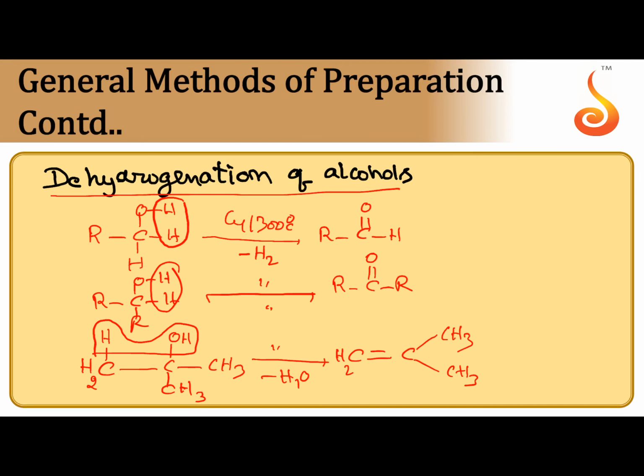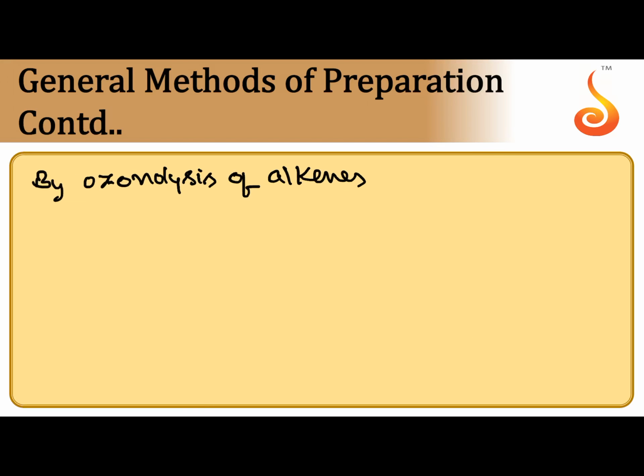This is isobutene. So remember, 3-degree alcohol on heating with copper at 300 degrees centigrade, instead of dehydrogenation, dehydration takes place to produce alkene. Next, preparation of aldehydes and ketones from alkenes by the process ozonolysis.